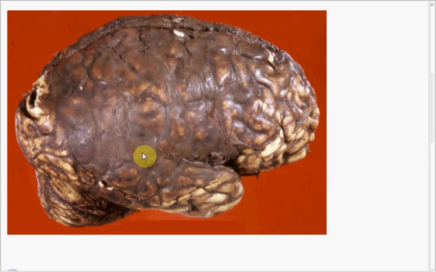So these patients present with a sudden, absolutely devastating headache. They often look round to see who's hit them on the back of the head, because this headache comes on so quickly.